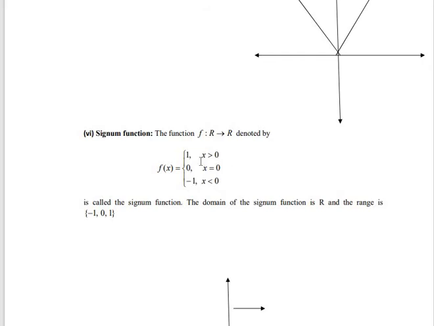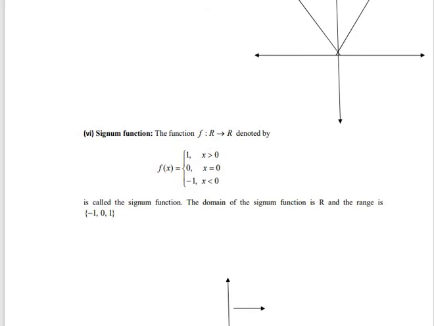Now see, suppose you have taken the value of x as 2. This is the first case, and 2 is greater than 0, so the value of f of x is 1. If you take the value of x as 100, which is again greater than 0, f of x is 1. So in every case, whenever you choose x greater than 0, you will get f of x equal to 1.